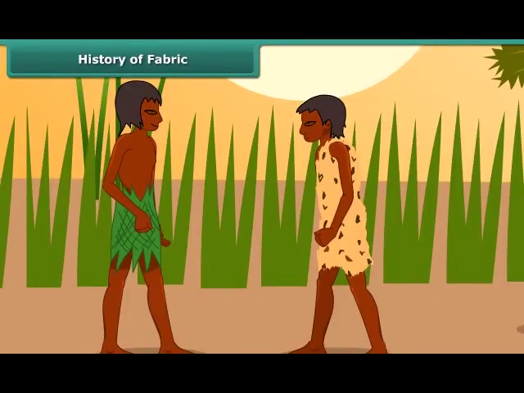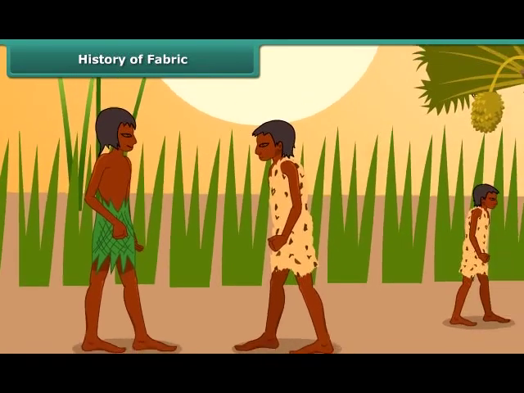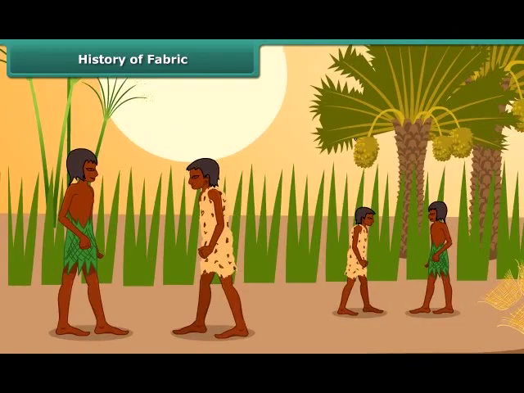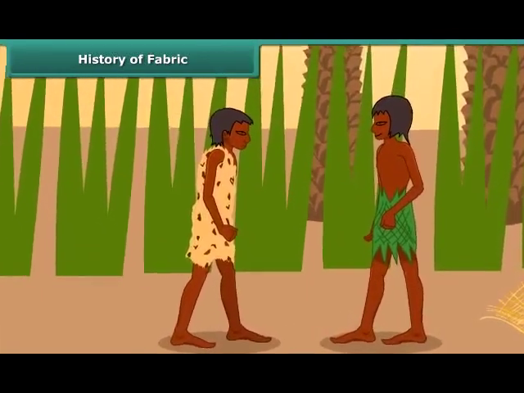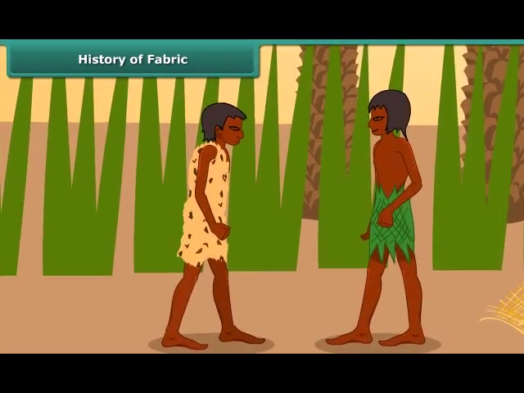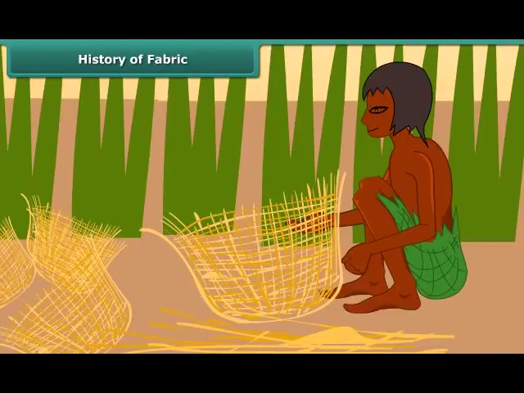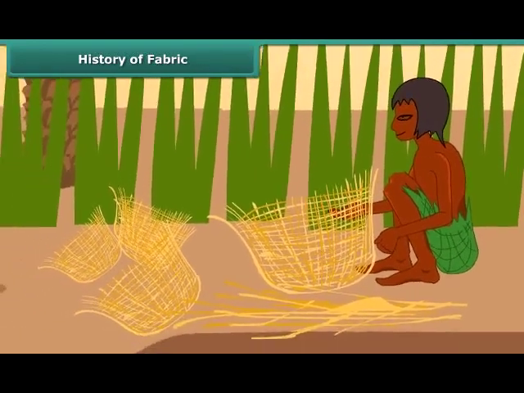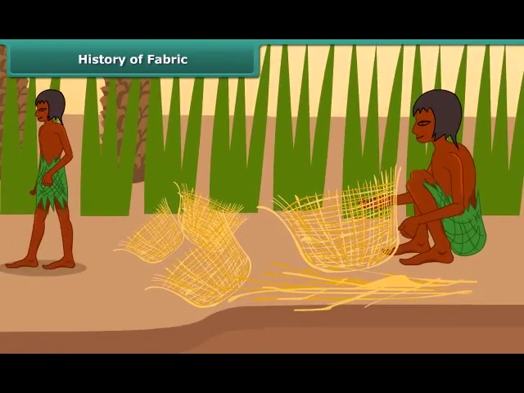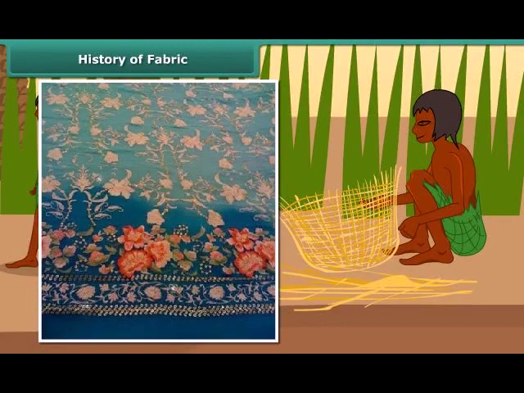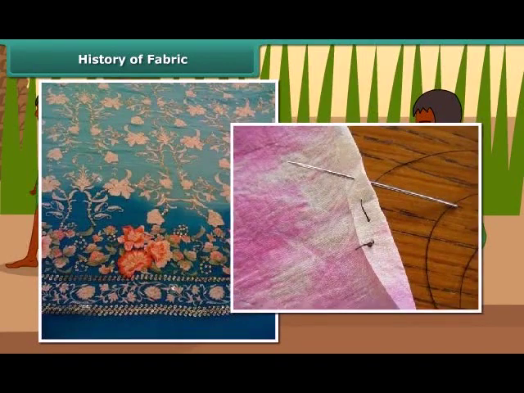History of fabric. Have you ever wondered what materials people used in ancient times for clothing? They used the barks, leaves of trees, animal skins, and fur to cover themselves. Slowly, with growing civilization, they learned to weave twigs and grass into mats and baskets. Stitched fabrics came much later with the invention of needles.